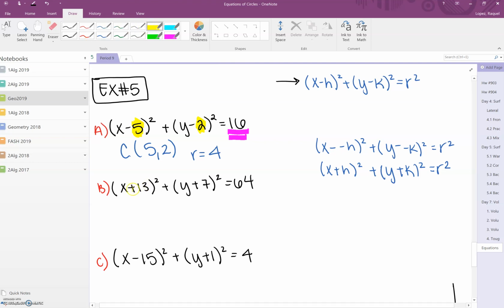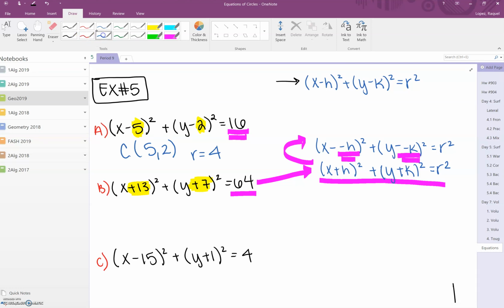So my center, I have x plus 13 squared, and then y plus 7 squared, and then 6 equals 64. So this looks like this structure right here, but if we work backwards, we see that we got this equation from plugging in negative coordinates for the center. So that means that the center of this circle for B is at -13, -7. And if I take the square root of 64, I know that the radius of this circle is going to be 8.